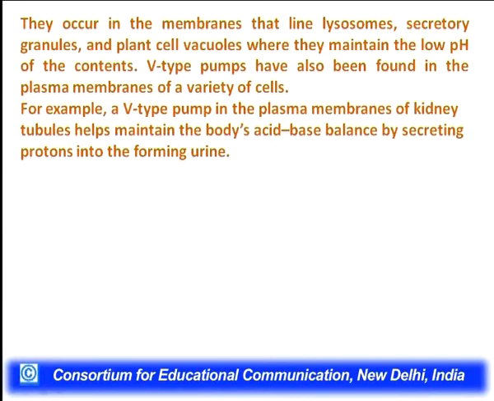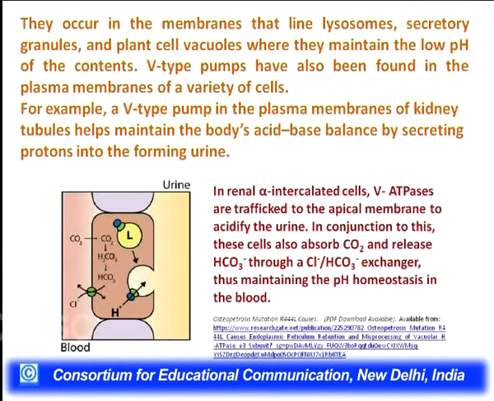V-type pumps have also been found in the plasma membrane of a variety of cells. For example, the V-type pump in the plasma membrane of kidney tubules helps maintain the body's acid-base balance by secreting protons into the forming urine. This is just an example of a V-type pump, present in the renal alpha intercalated cells. You can see this is the proton pump, and it causes the release of hydrogen ions into the urine.